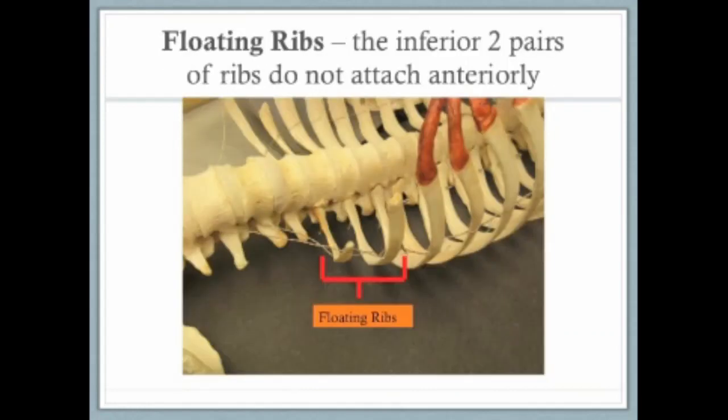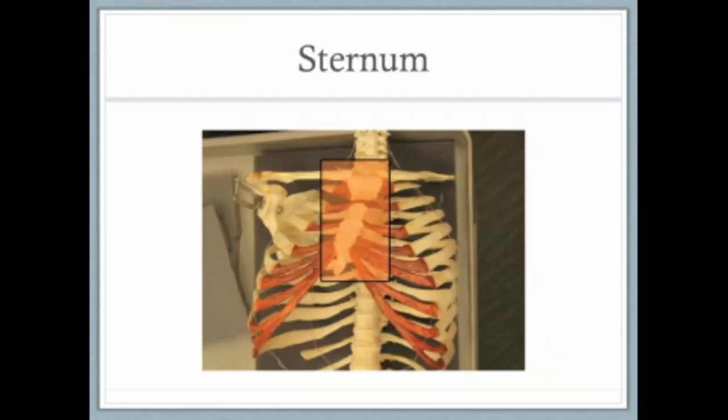The floating ribs articulate with the vertebrae at the back, but do not attach to anything anteriorly and are therefore considered floating. The sternum is found in the superior portion of the thoracic cavity, directly down the midline of the body. It is commonly called the breastbone.